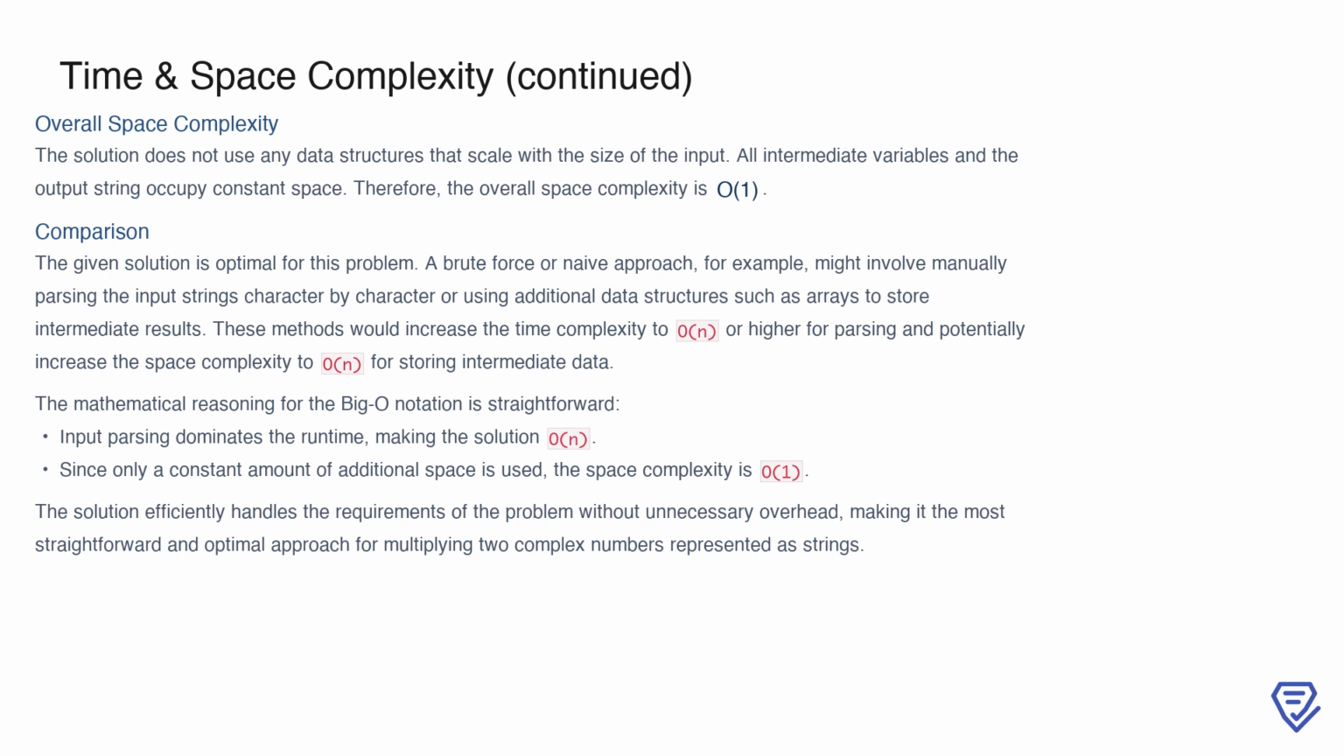For example, such approaches might involve additional memory usage of O(n) or more for storing intermediate data. In this solution, however, the parsing step determines the runtime, leading to a time complexity of O(n), while the constant space usage ensures the space complexity remains O(1). This makes the solution not only mathematically sound but also optimal and straightforward for solving the problem of multiplying two complex numbers represented as strings.